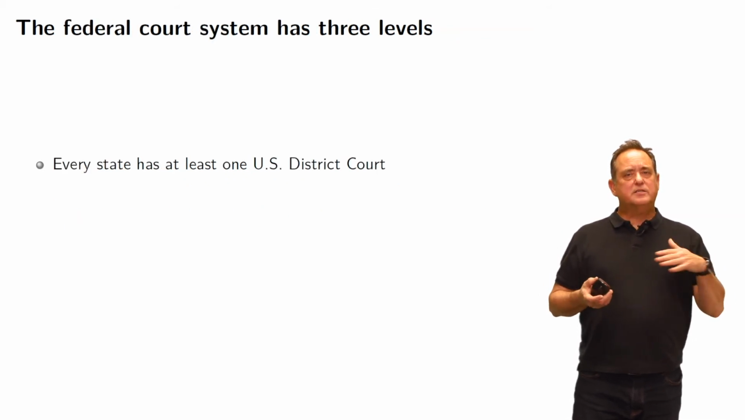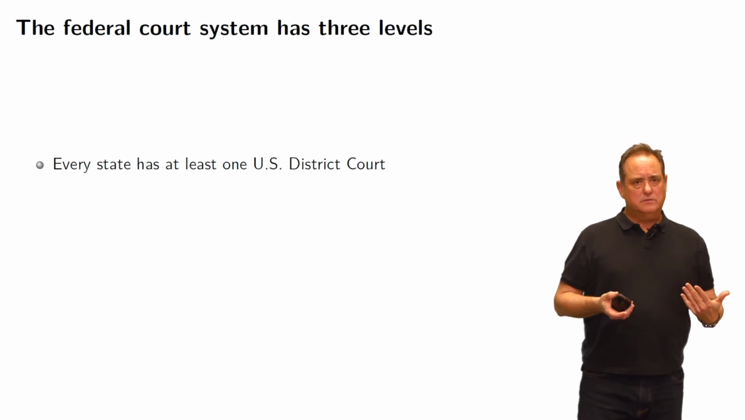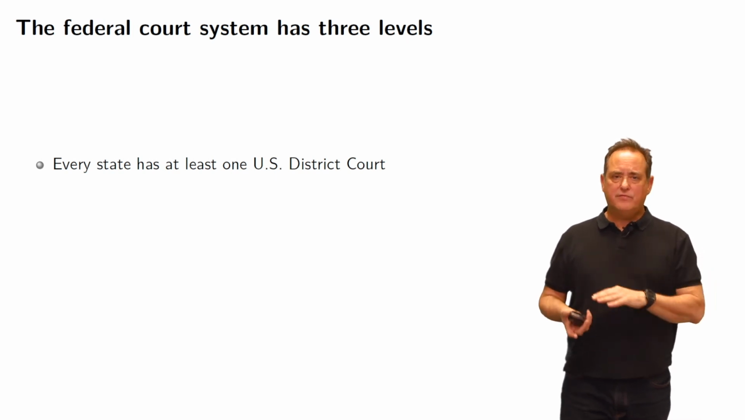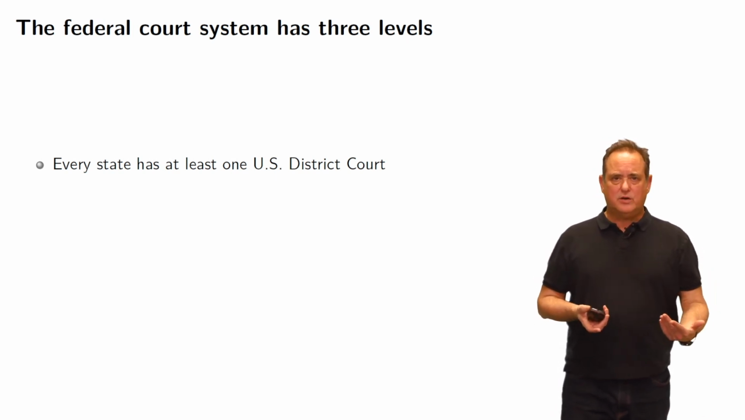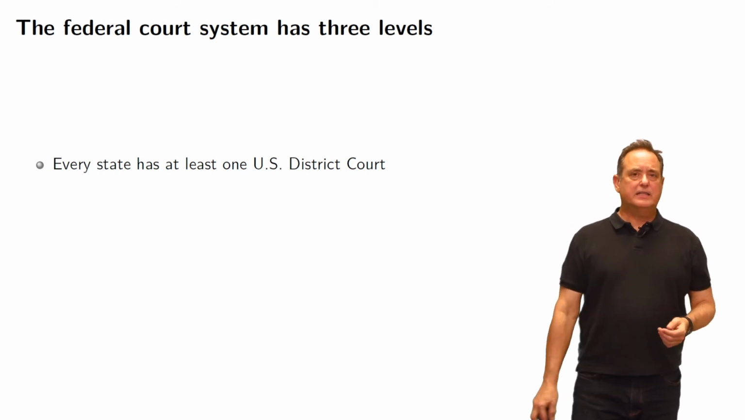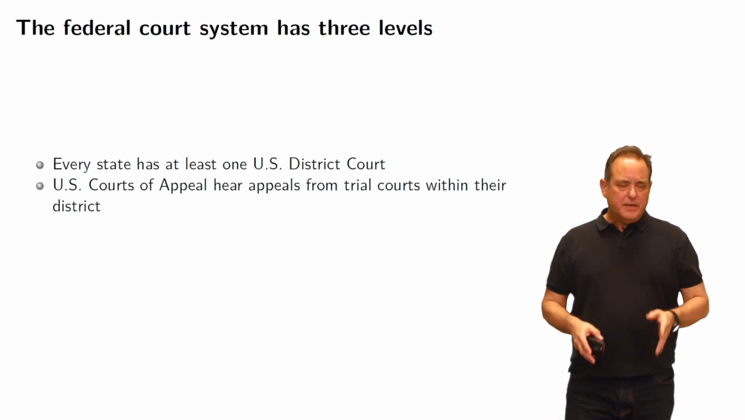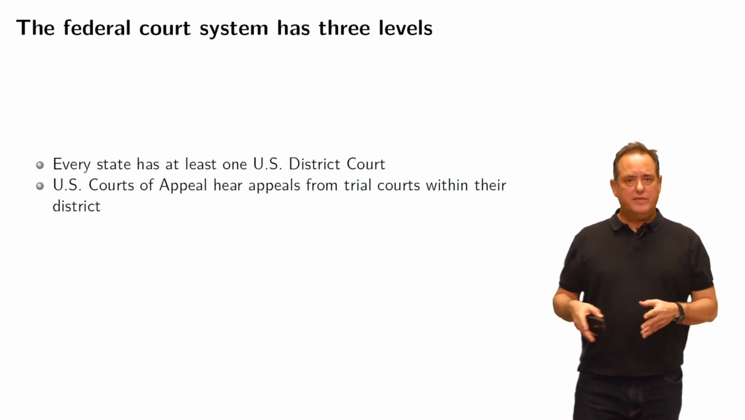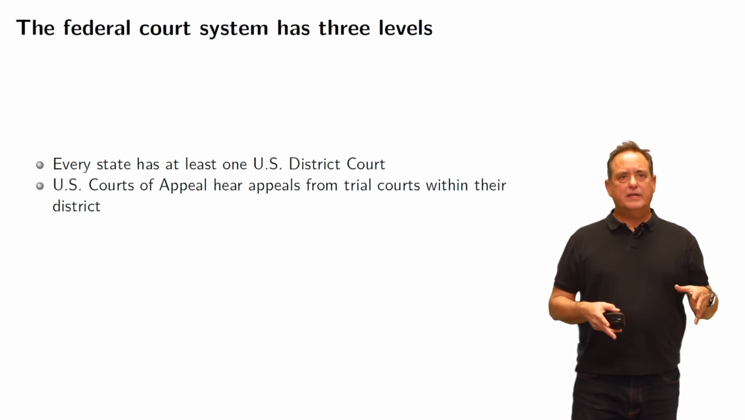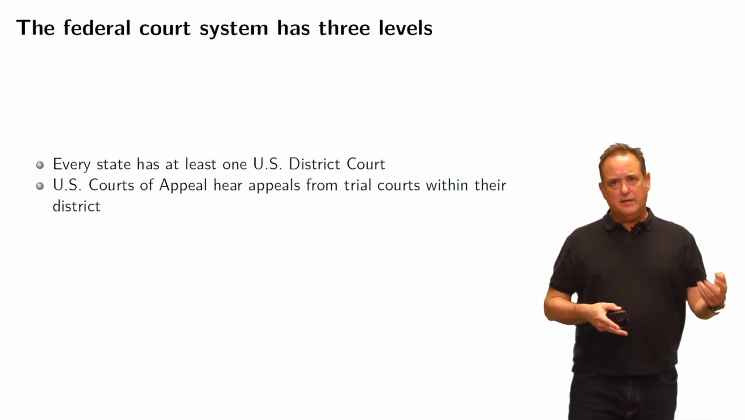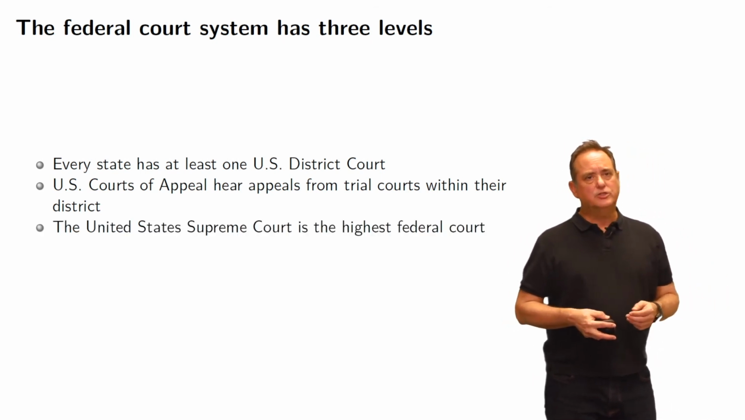Now, the federal court system has 3 levels as well. Every state has at least one U.S. district court, meaning the trial court of the federal court system is called the district court. Every state has at least one of those. And U.S. courts of appeal hear appeals from trial courts within their district. There are 13 different courts of appeal that are based on geography, and they hear appeals from all the district courts within their particular region.